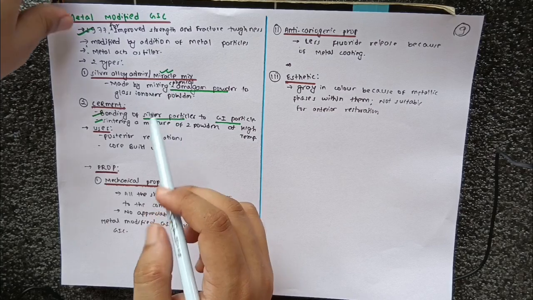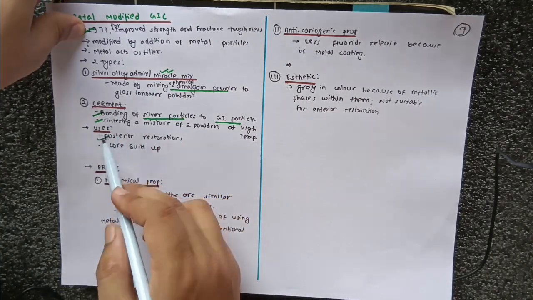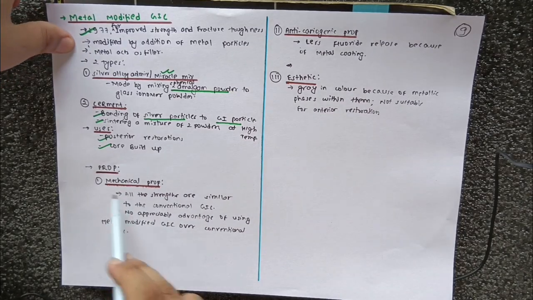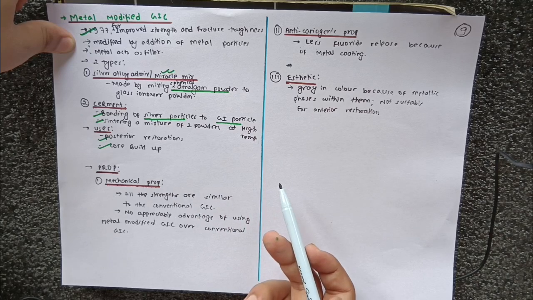The uses of the metal modified GIC are that we use it in posterior restorations and for core build up. And the properties of this metal modified GIC: in mechanical properties, all the strengths are similar to those of the conventional GIC.